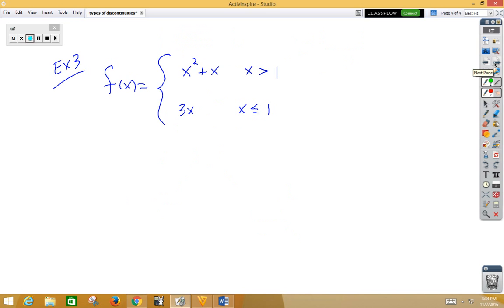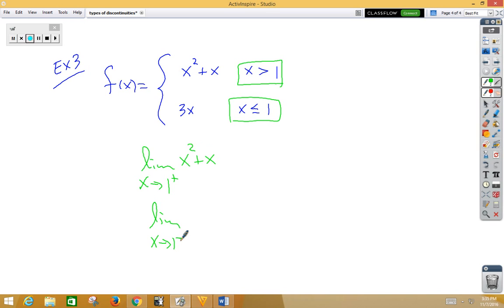In our third example, notice we have a piecewise function, and it's piecewise functions that give us jumps. So again, we're going to take a look at this and try to figure out whether there's a jump or not. So to the right of 1, the limit as x approaches 1 from the right is x squared plus x. To the left of 1, the limit as x approaches 1 from the left is 3x. And what we're going to do is compare those two. If they're the same value, then there is no jump. If they're a different value, then the graph jumps at that moment.